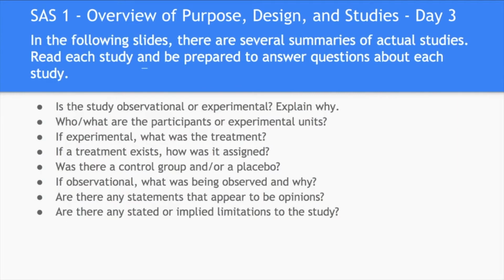Okay, in the following slides, there are several summaries of actual studies. Read each study and be prepared to answer these questions about each study. So the studies are coming up and I'm going to go through the questions. Is the study observational or experimental? And explain why. Now, remember the litmus test here, an experimental study requires a treatment. An observational study does not require a treatment. And a treatment is something given to the participants.